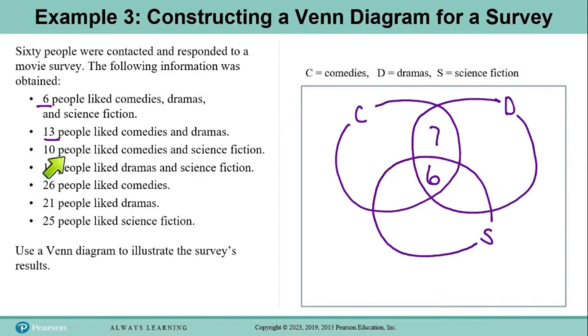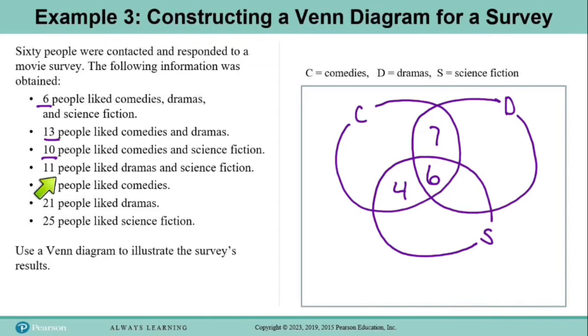Now let's go to the 10 people who like comedies and science fiction. On the diagram, where do the comedies and science fiction sets overlap? That would be the region right here. So we know that 10 people like comedies and science fiction. So this region right here has to total up to 10. So 6 of those people are here. 10 minus 6 is 4. So that gives us a 4 right there. So now we have a total of 10 people who like both comedies and science fiction.